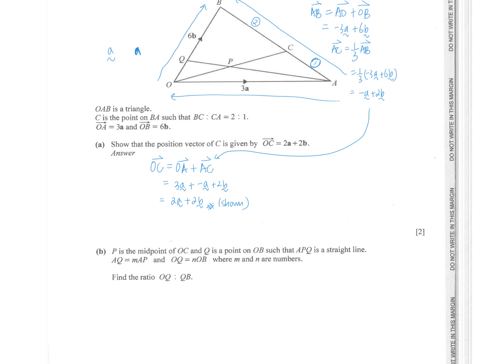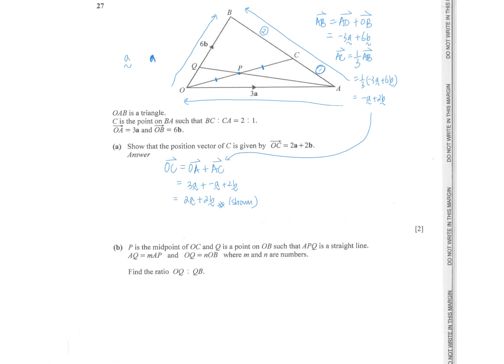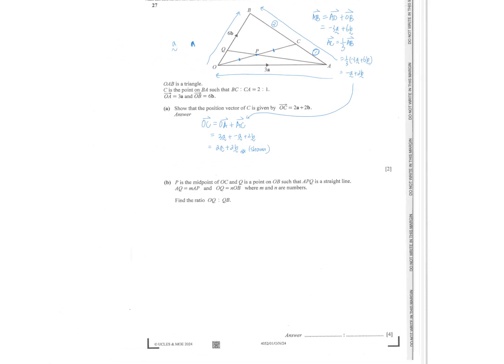Okay, P is the midpoint of OC, so it cuts it into 2. And Q is a point on OB such that APQ is a straight line, and AQ is M times AP. They are trying to tell you they are parallel to each other. In fact, they are collinear points. And OQ is N times OB. So they want you to find the ratio. First thing first, we need to be able to know what all these vector quantities are.